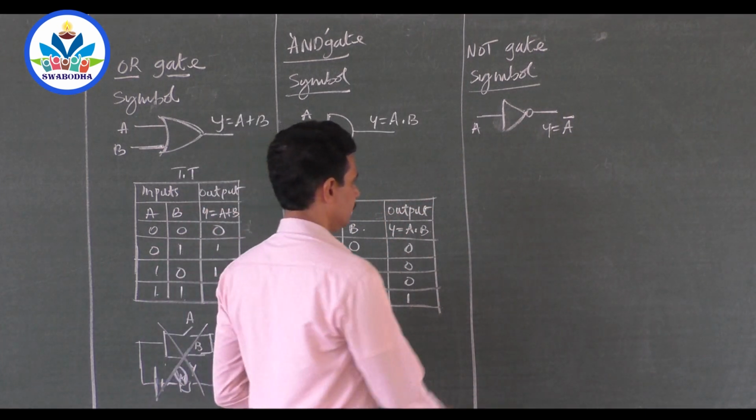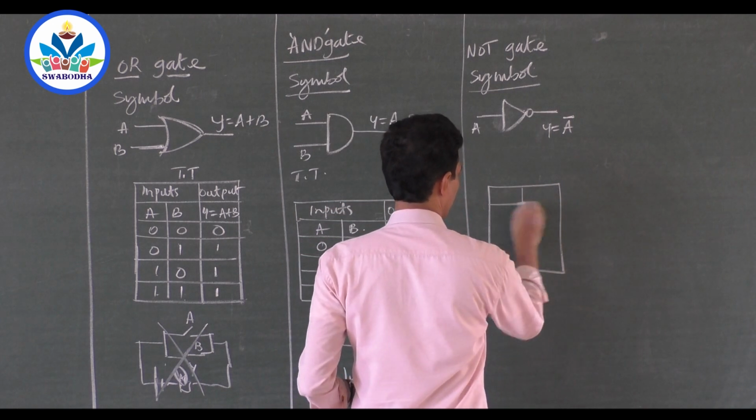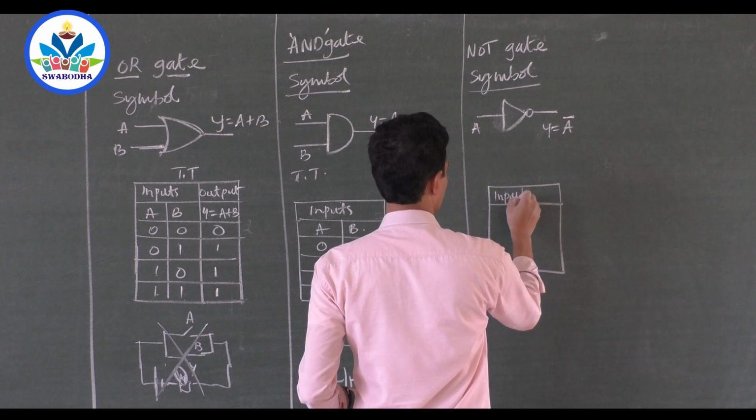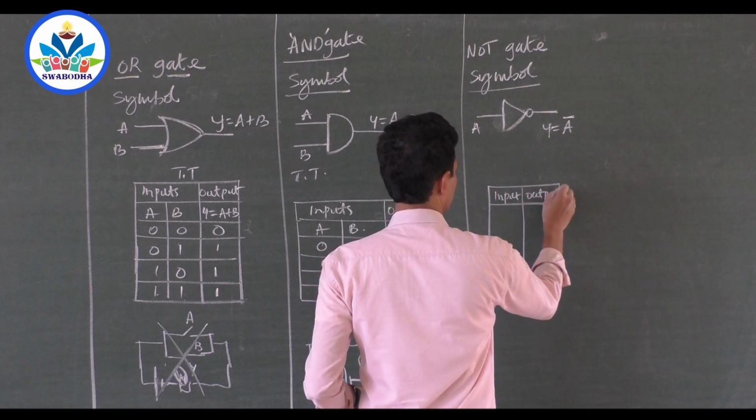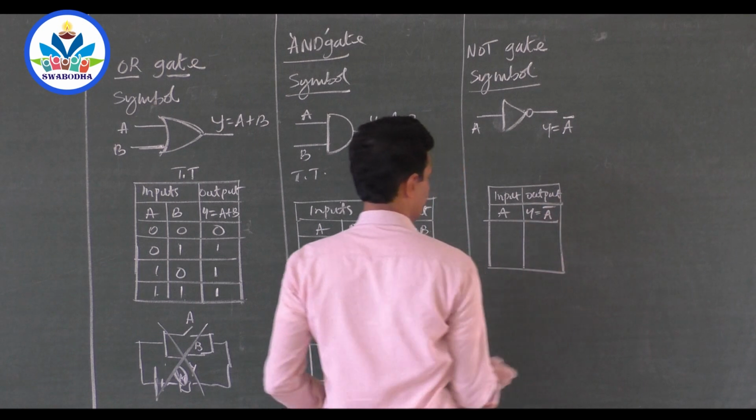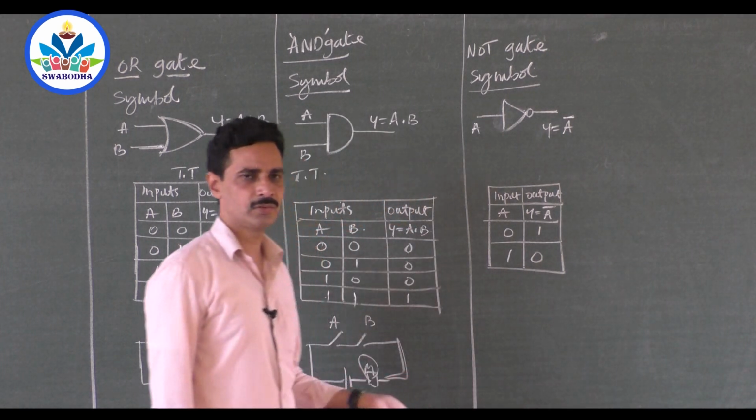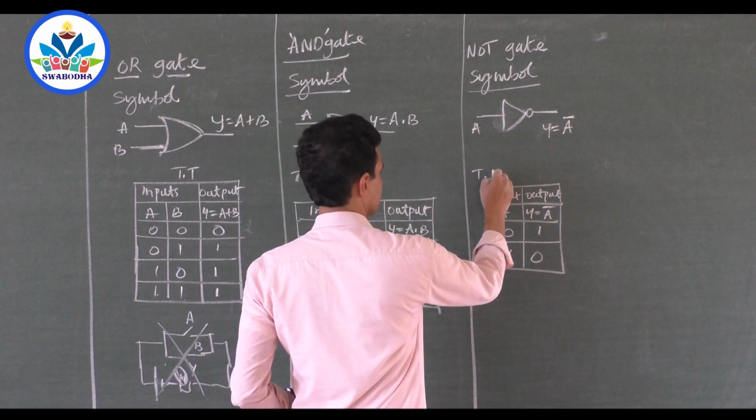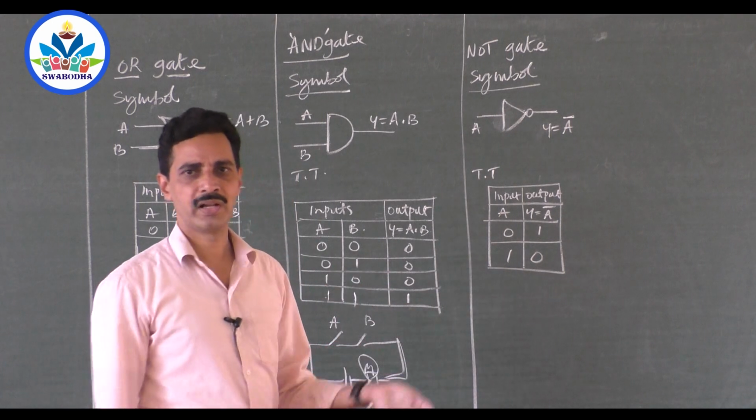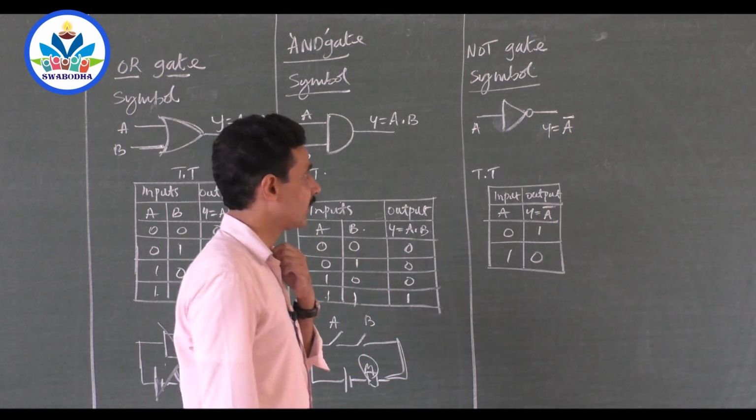Now the truth table. What is a truth table? A truth table is very simple. You have only one input, one output. Input is A, output is Y is equal to A bar. If this is 0, output is 1. If this is 1, that is 0. That is the truth table. All possible combinations, because you have only one input and one output. The only input combinations possible are 1 and 0. That's all. So that is the NOT gate.